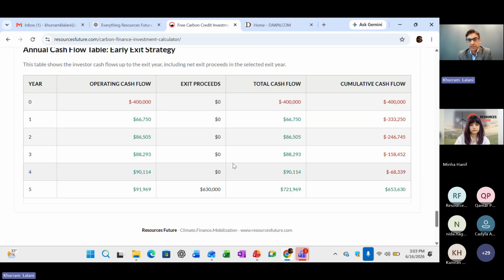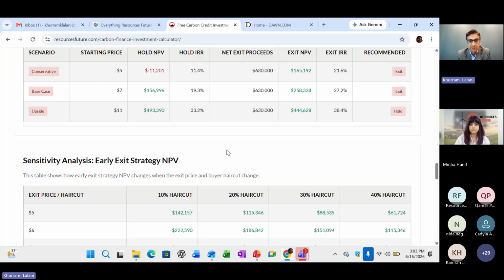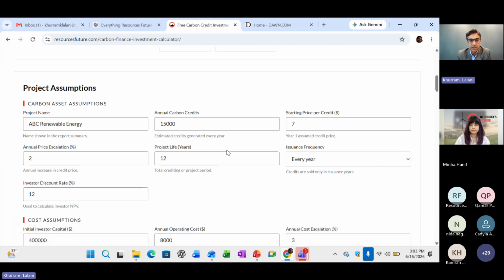Remember, in the early exit strategy, we said we are going to sell all the credits at a discounted value in year 5. And hence, it is showing that the exit proceeds are going to be $630,000. And that is where the project essentially ends for you. You have transferred all the rights to someone else, and that someone else is now the buyer and the holder of these credits.